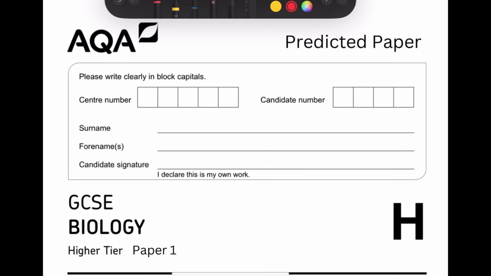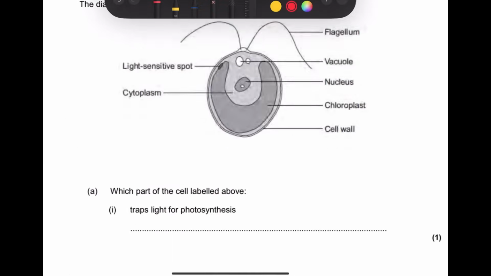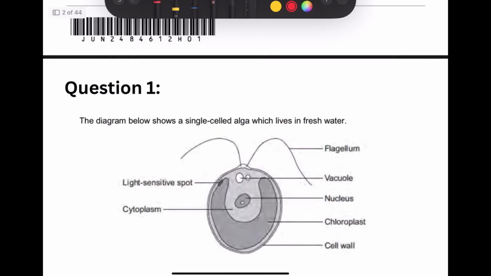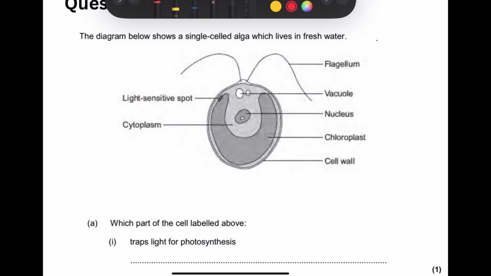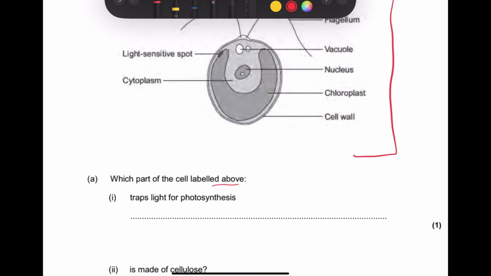Today we'll be going over the predicted paper for Biology 2024, paper 1, since it's coming up in a few days. It's this Friday. So we'll start simple. Question 1: the diagram below shows a single cell algae which lives in fresh water. Here is the diagram shown. A, which part of the cell labeled above traps light for photosynthesis?